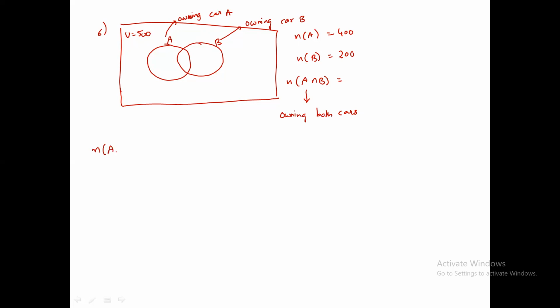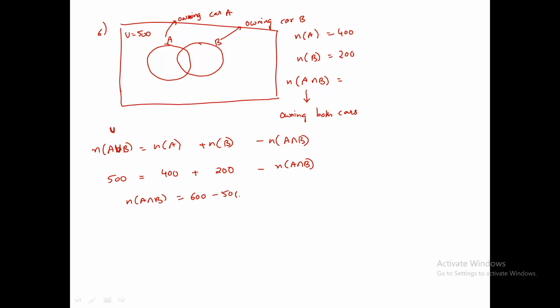So you can take n of A union B is equal to n of A plus n of B minus n of A intersection B. N of A union B will be the universal set only, so 500. N of A is 400. N of B is 200. And n of A intersection B, we don't know. So n of A intersection B will be 600 minus 500, that is 100.